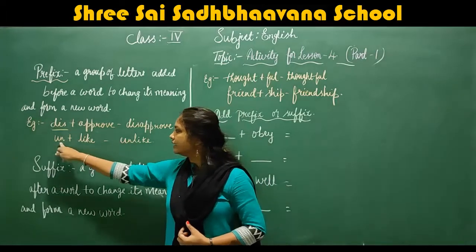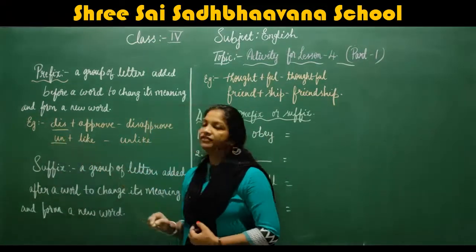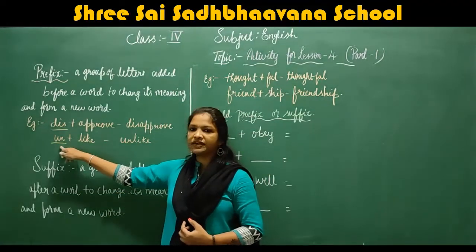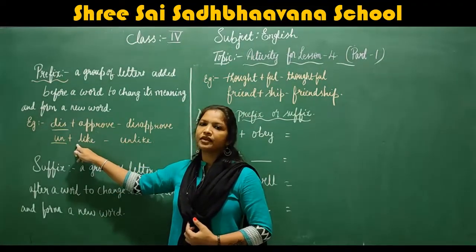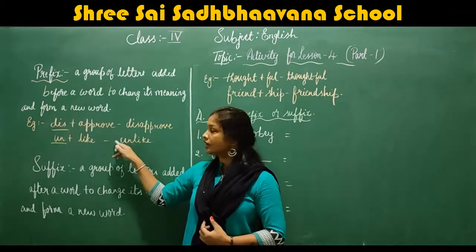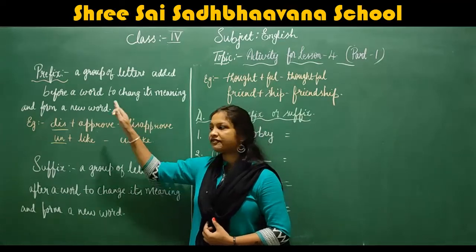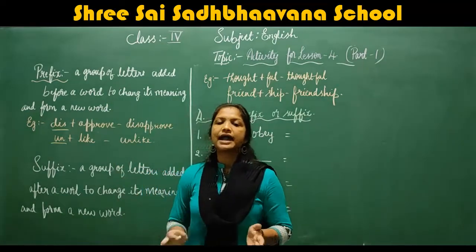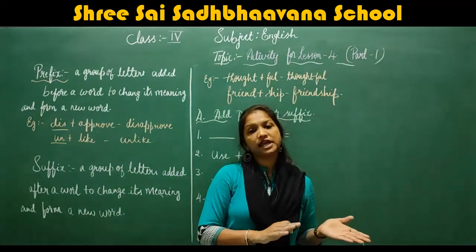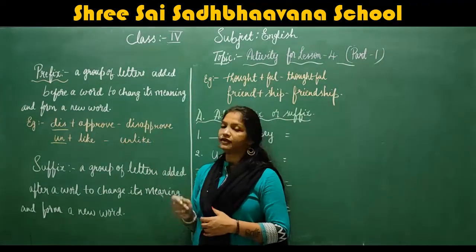Okay, next, un plus like, unlike. Here, un is a prefix added to the word like, and it changes its meaning and gives a completely new word, unlike. Understood, children? A prefix means a group of letters added before the word to change its meaning and to form a new word.